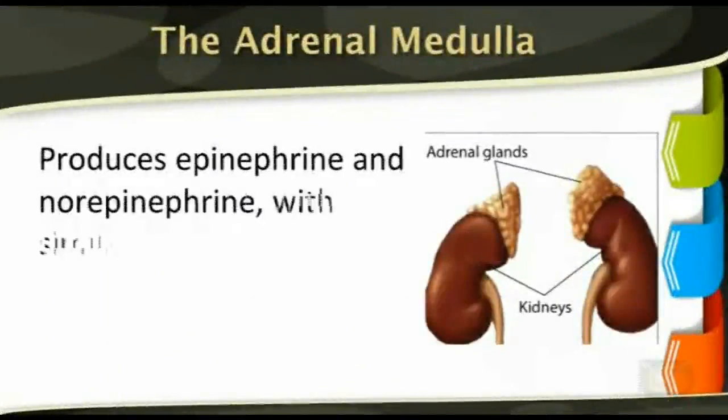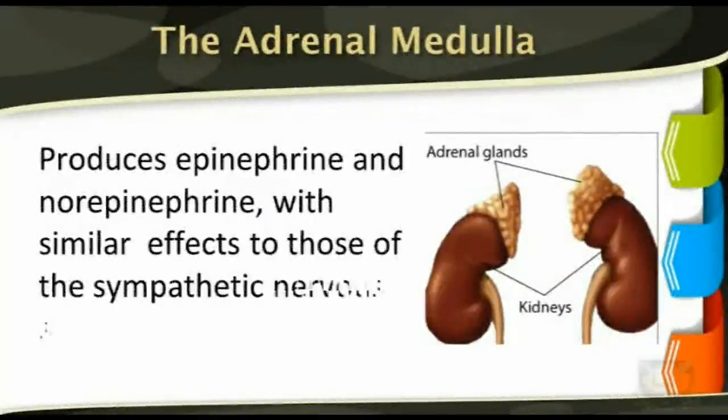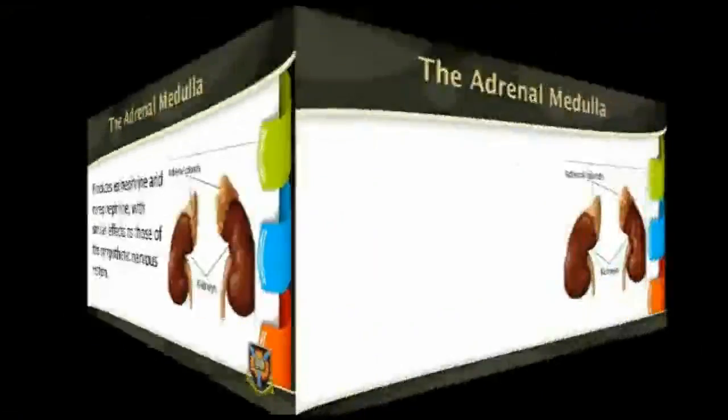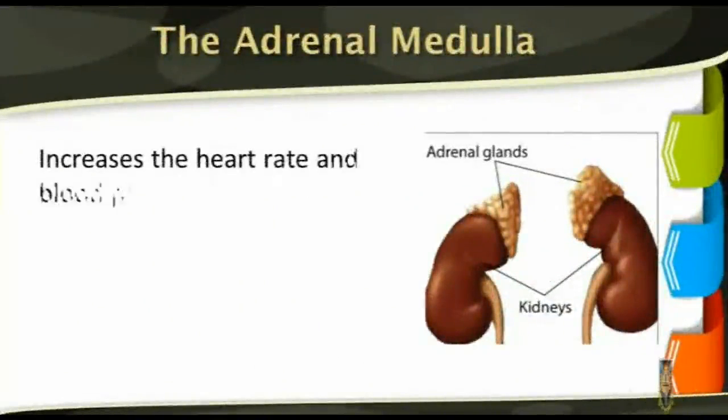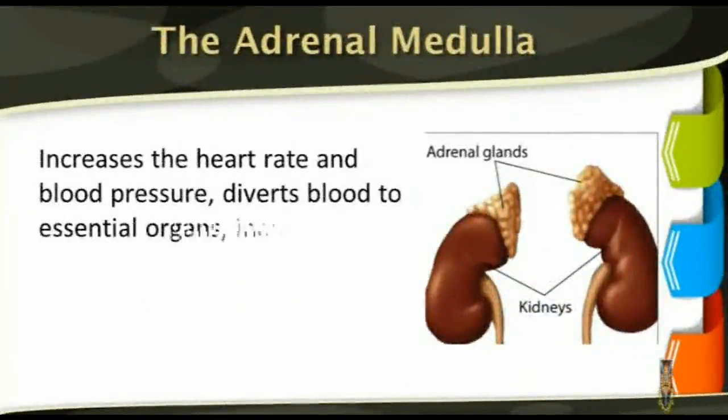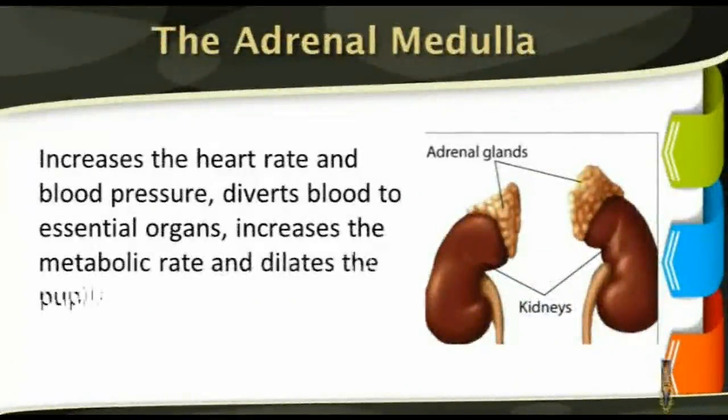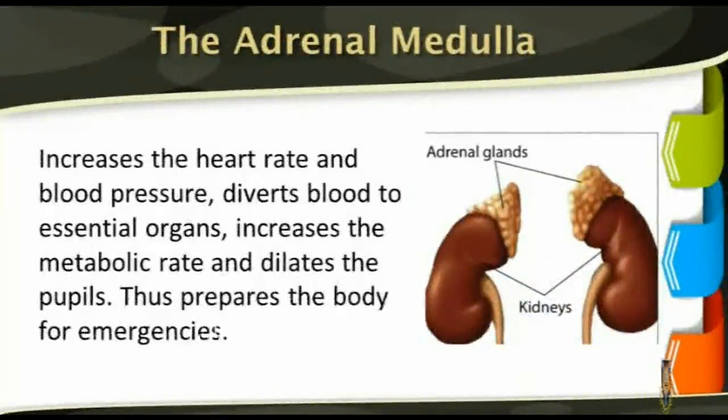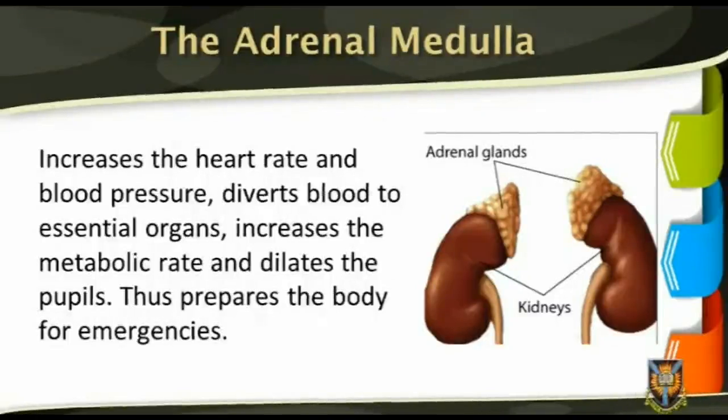The adrenal medulla. The gland produces epinephrine and norepinephrine. The effects of these hormones are similar to the effects of the sympathetic nervous system. They increase the heart rate, increase the blood pressure, divert blood to essential organs, increase the metabolic rate, and dilate the pupils. This prepares the body for emergencies.